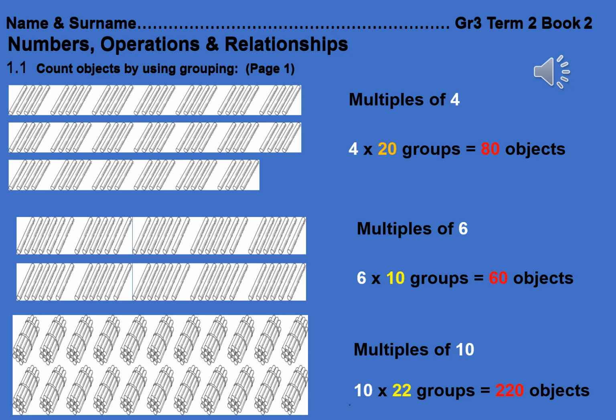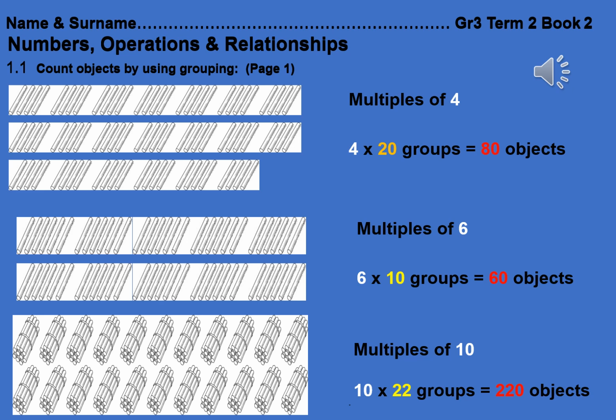So let's look at picture number 1. I can see that there are 4 poles. So we are counting in multiples of 4. In picture number 2, I can see 6 poles in a group. So we're counting in multiples of 6. In the third picture, a whole bundle of poles tied together, there are 10. So we're counting in multiples of 10.